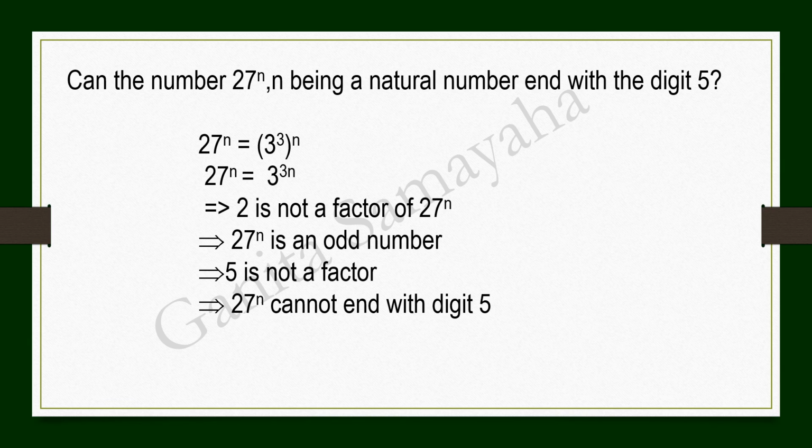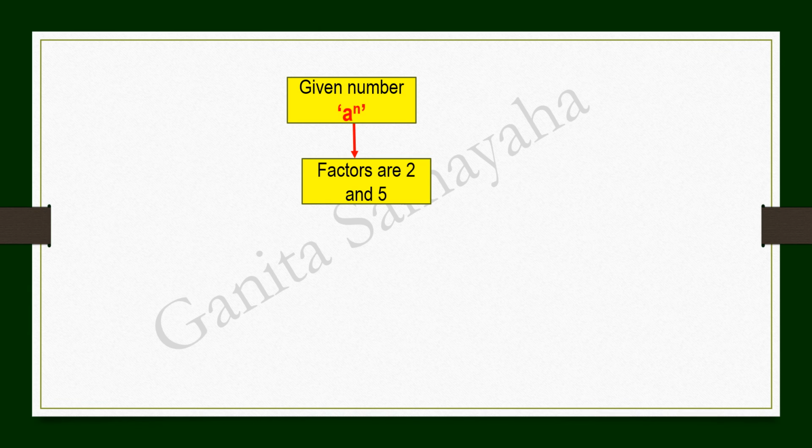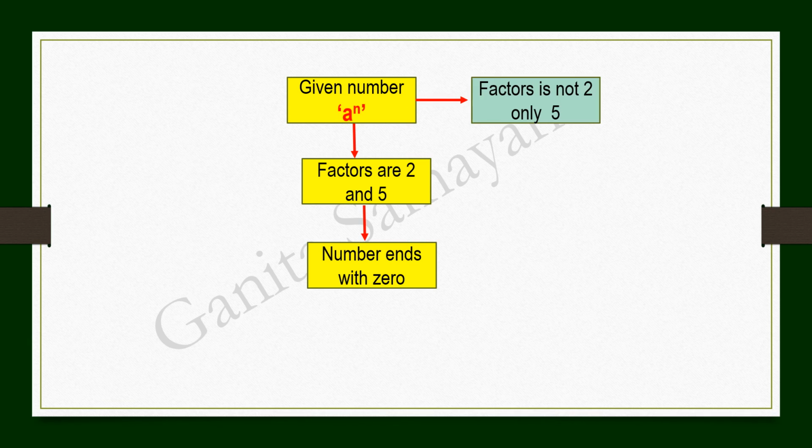Very simple. I'll just summarize this for you all. Okay. Suppose you are given any number a, and upon factorizing, we find that the factors are 2 and 5. Then what can we say? It is a number that ends with 0. Isn't it, children? And suppose you find that the factor is not 2 but only 5. Then what can you say? Yes, it is an odd number, so it will end with 5. Okay, the number ends with 5.